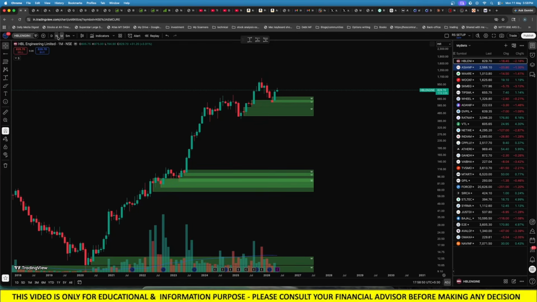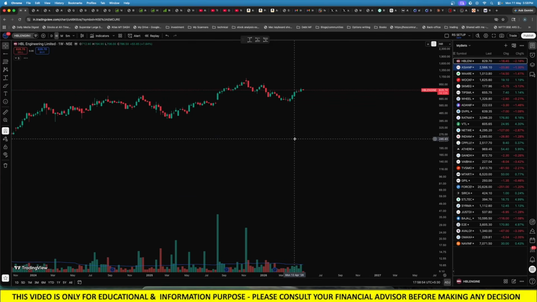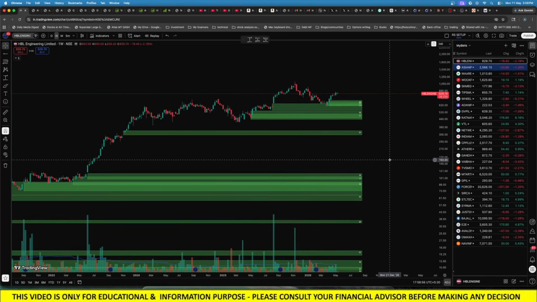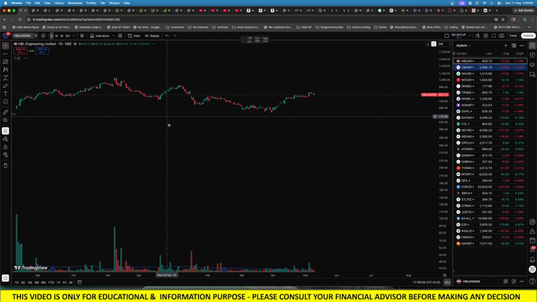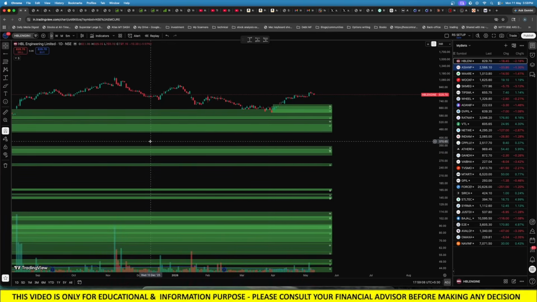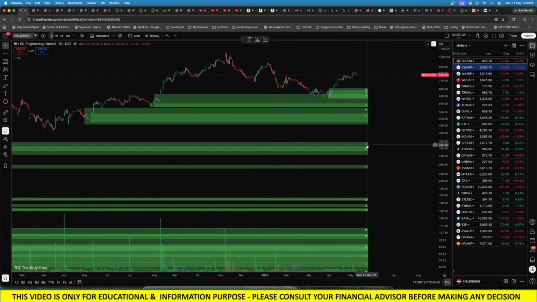So whenever I click the weekly time frame, it will show me both weekly and monthly demand zones. So if you see, W means it is a weekly demand zone, and M means the monthly demand zone. And if I click the daily time frame, it will show all the three zones, like D means daily demand zone, W weekly, and M monthly demand zones.